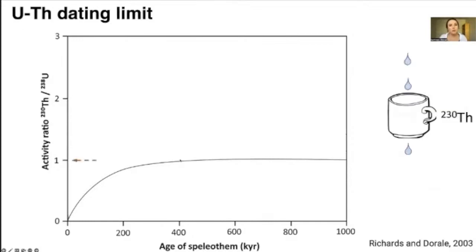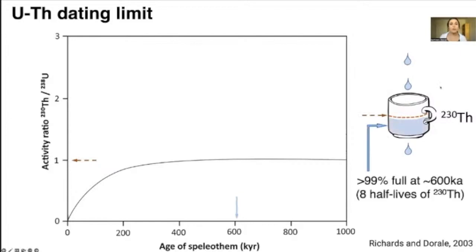And to envision that, we can use our little thorium-230 cup. So here I've arbitrarily drawn a dashed orange line, which represents secular equilibrium. It would take 600,000 years for us to reach over 99% of the way to that secular equilibrium curve, right? This time period represents 8 half-lives of thorium-230. At this point, we've sort of reached our limit as far as instrumental precision goes. We've reached our limit of being able to distinguish between disequilibria and equilibria. So this is what we often refer to as really the absolute limit of uranium-thorium dating.